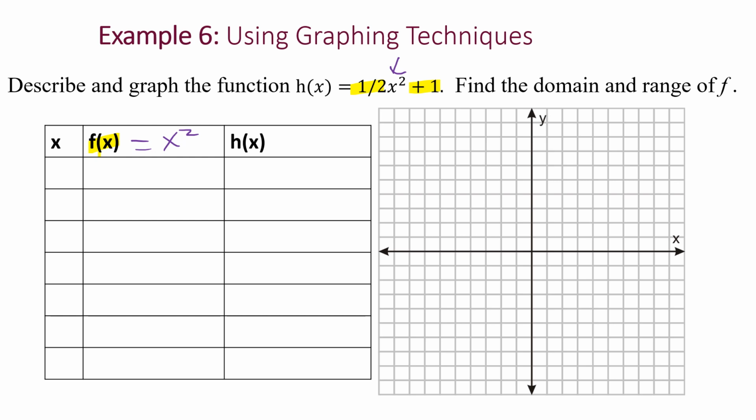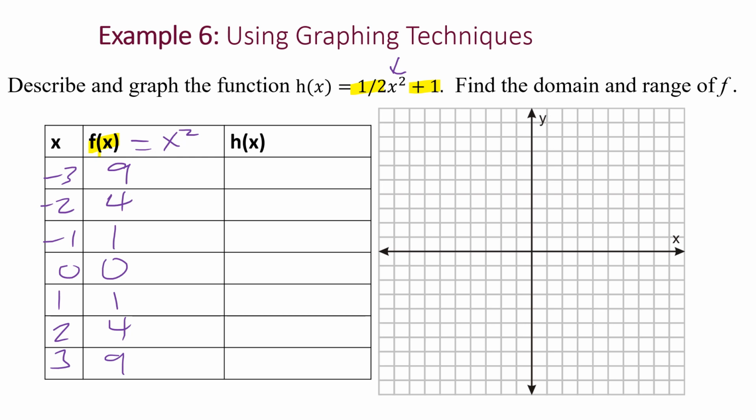Now, for the quadratic, we want to use the smallest x values. We're not going to use giant x values. We're going to do -3, -2, -1, 0, 1, 2, and 3. What is -3 squared? 9. A negative times a negative is a positive. -2 squared? -1 squared? 0 squared? And then 1, 4, and 9. Okay, so that's our original.